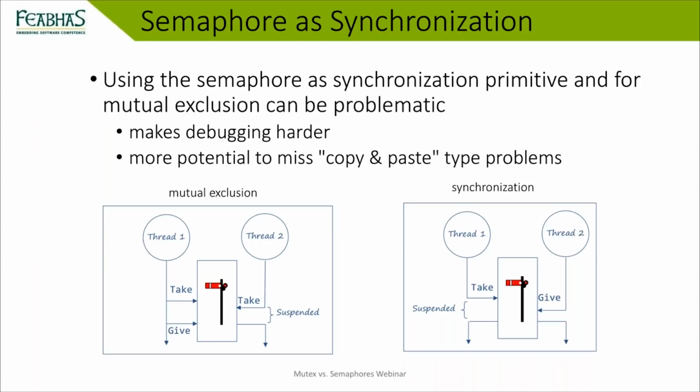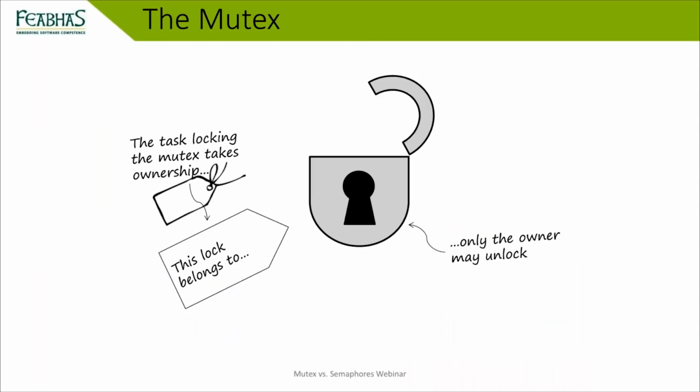Naturally, this makes debugging harder because you can't look at a code base and say, hold on a minute, I've got a give without a take there. And also, if we've got these copy and paste type problems, again, it's not immediate from the code base. That's the actual problem.